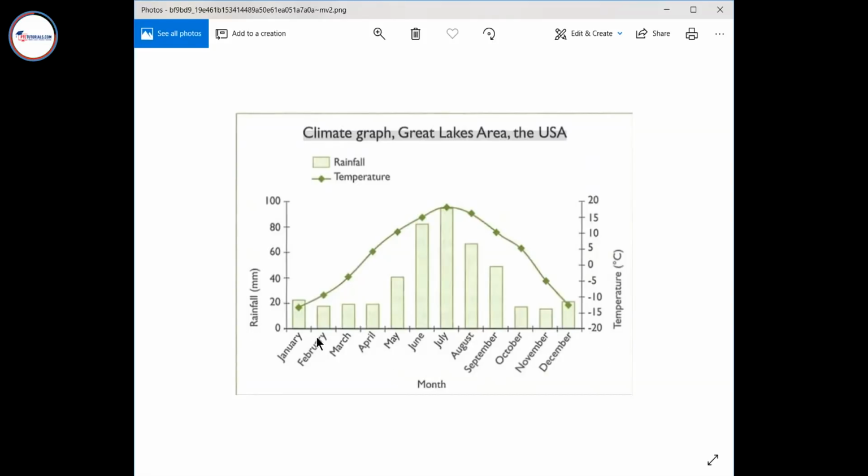On the x-axis, we have various months for the year, that is January, February in the beginning. In the middle, it is June and July. At the end, it is labeled as November and December. On the y-axis, we have two sides. On the left-hand side, we have rainfall, which has been measured in millimeter.